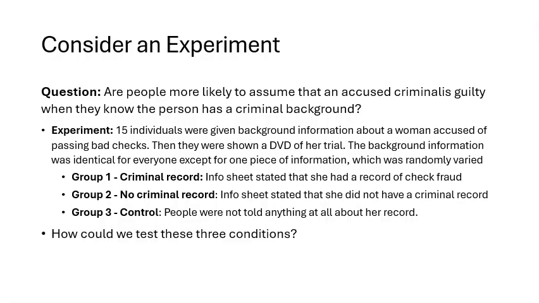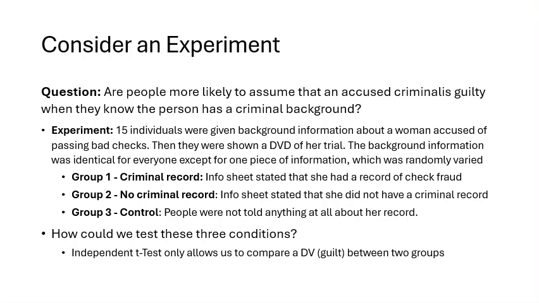How could we test these 3 conditions? We know we can't use an independent t-test because it only allows us to compare a dependent variable, guilt, between 2 groups. But we have more than 2 groups, we have 3. ANOVA allows us to compare a DV like guilt across multiple groups. That's what this content is about.